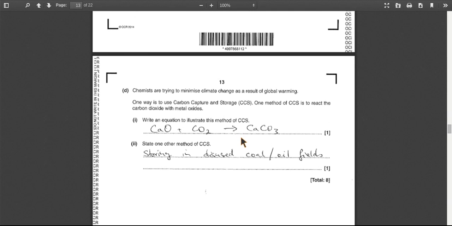Another method of CCS, so I've gone for storing the carbon dioxide in the disused coal or oil fields. You could have had injecting it deep into the oceans as well. That's another possible answer there.